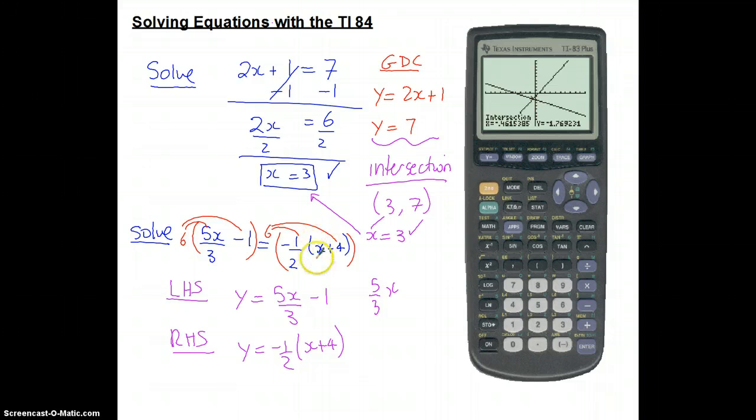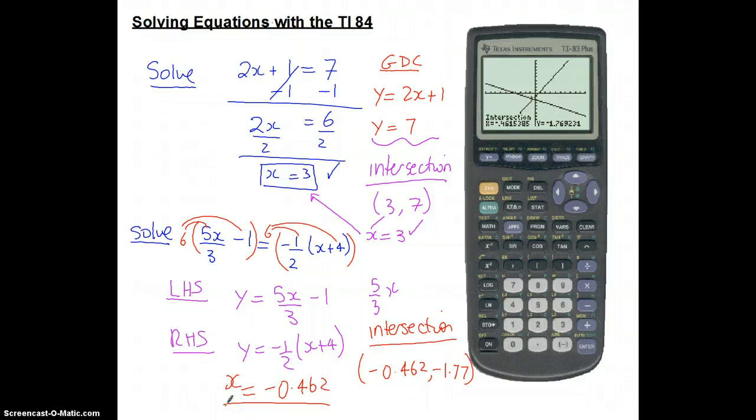So what is the value for x here? Our point of intersection, let's just write that down, is negative 0.462 to 3 significant figures and negative 1.77 to 3 significant figures. So using this information, remember we are solving for x to make these both equal to negative 1.77. So our solution here is x equals negative 0.462, correct to 3 significant figures.